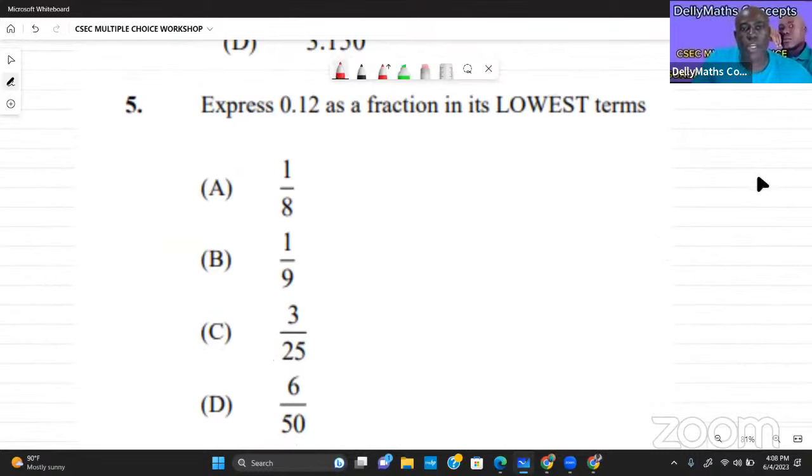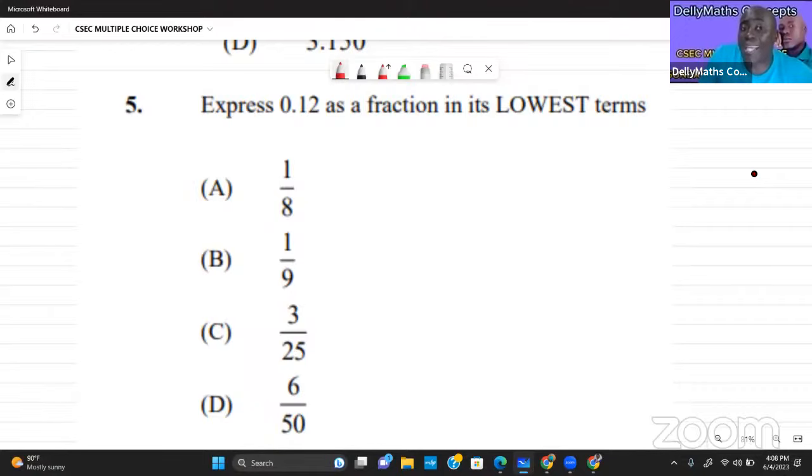Question 5. We're told that we need to express 0.12 as a fraction in its lowest form. How do I represent 0.12 as a fraction? That's the question that must be asked, right? So this is how we express it.